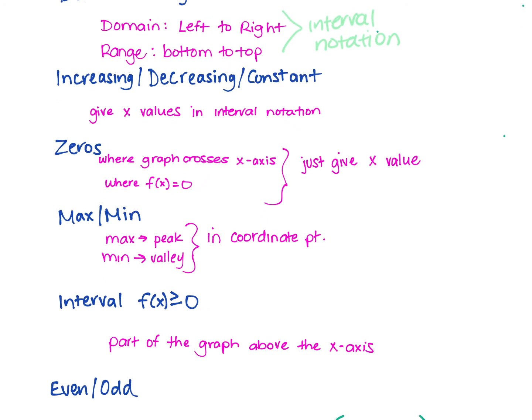The zeros are where we cross the x-axis. When you're giving zeros, you list just the x values, so it's not coordinate points. The max and min is in a coordinate point, okay? The max is every peak, the min is every valley. This will be an x, y, just like we did on the warm-up question.